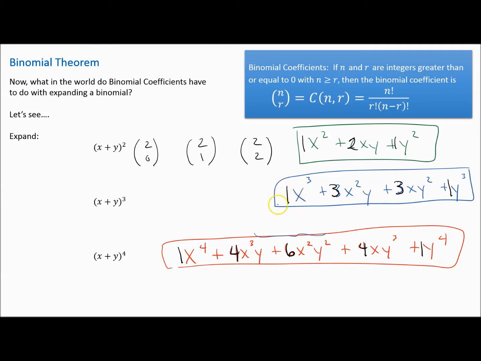Now this guy right here, this 1, well, you're thinking that's 2 choose 0. It's also 3 choose 0. This 3 right here is 3 choose 1. This 3 right here is 3 choose 2. And this 1 right here is 3 choose 3. You see the pattern? If you don't see the pattern yet, and by the way, you trust me on these, right? I promise you, if you plug those into that formula, the first one will give you 1, the second one will give you 3, the third one will give you 3, and the fourth one will give you 1 again.